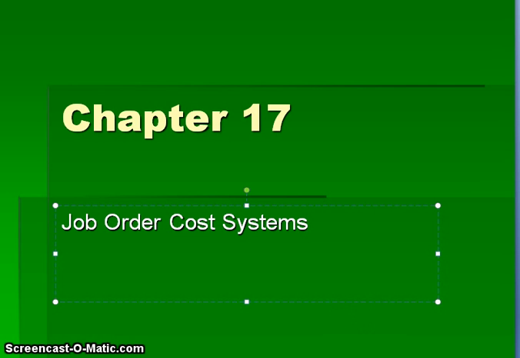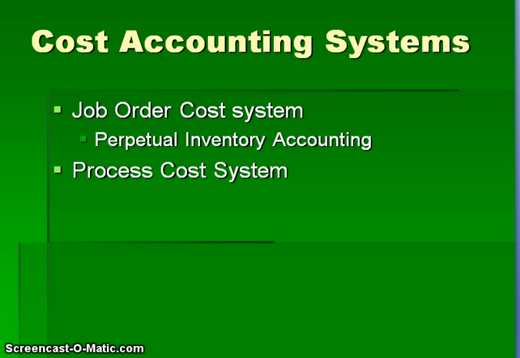Welcome back, everyone. Now we're going to be working on job order cost systems. There are two types of cost accounting systems, job order costing systems and process cost systems. Process cost systems are a little bit more complex, so it's better that we start off with job order, primarily so that you can get a handle on the journal entries that are required with job order costing systems.